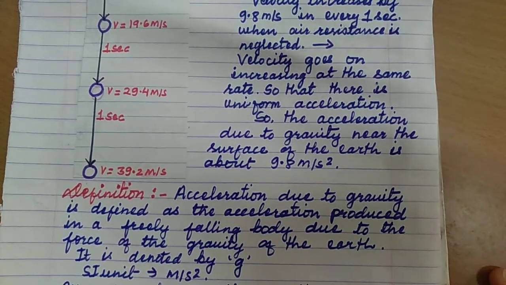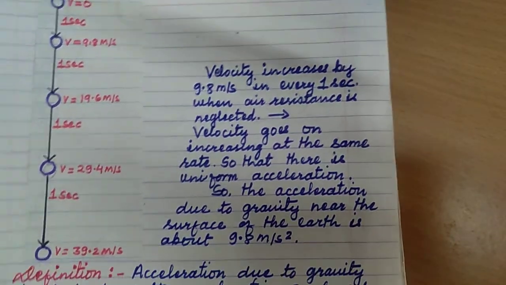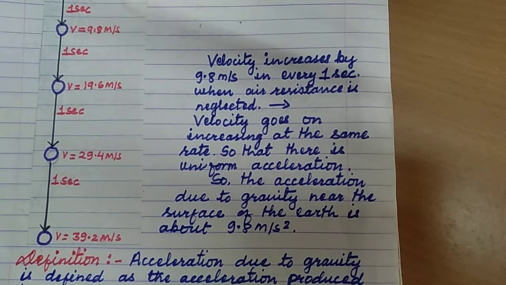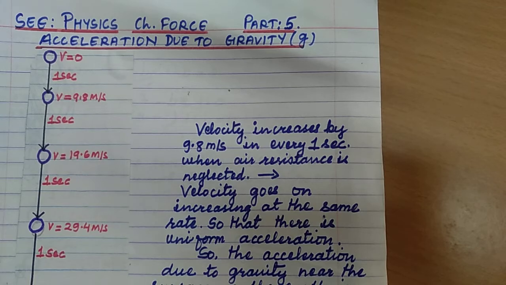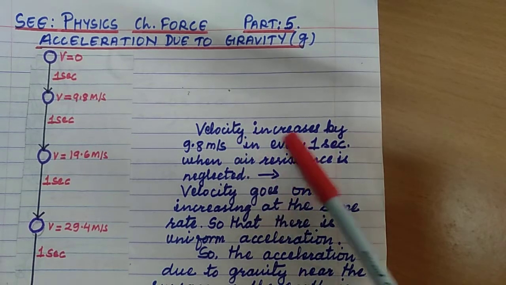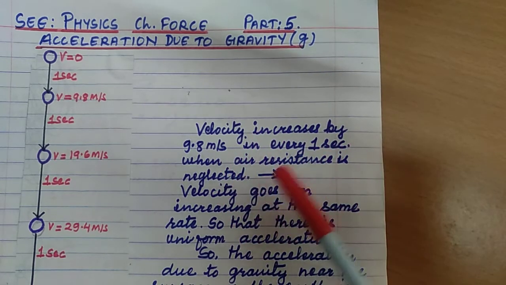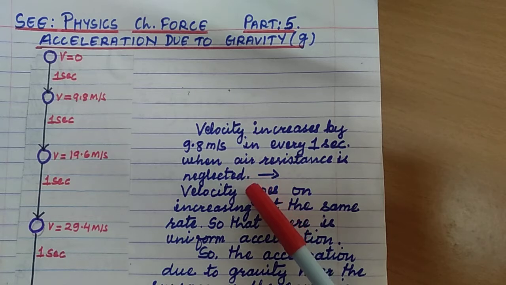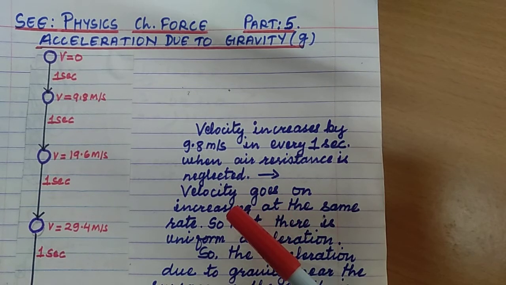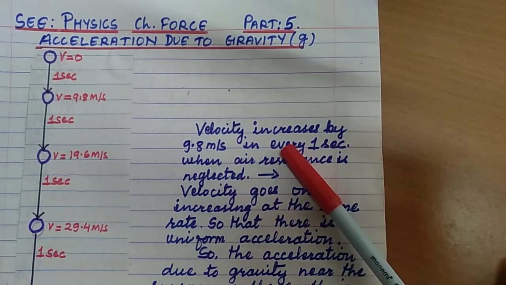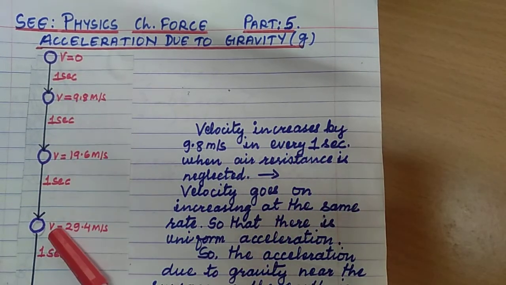Now from this part a common question is asked. Acceleration due to gravity on the surface of the earth is 9.8 meter per second square. What do you mean by the statement? Explain. So the meaning of this statement is that velocity increases by 9.8 meter per second in every 1 second when air resistance is neglected. Its meaning is velocity increases by 9.8 meter per second in every 1 second, just like this. That is the explanation.